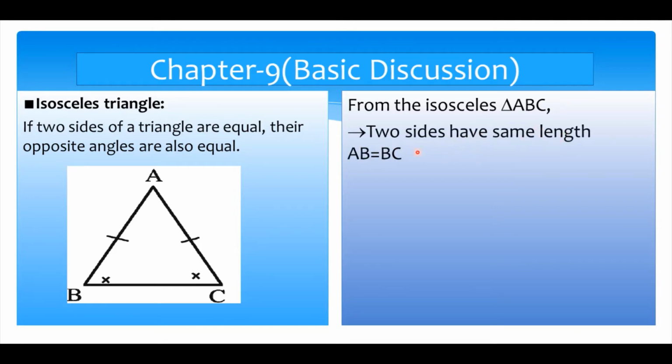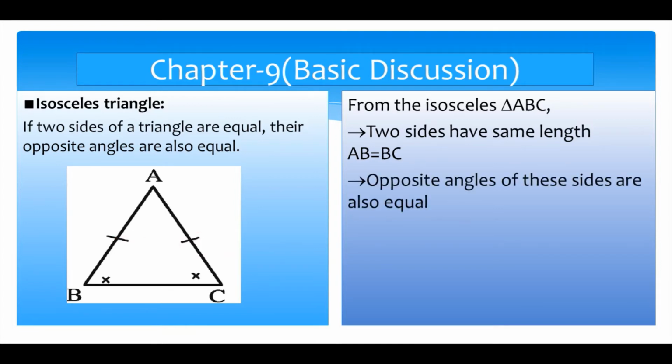Two sides have same length, AB equals BC. AB equals BC is the same length, and you can see the mark. That's why this is the same length. Opposite angles of these sides are also equal. You can see AC and the opposite angle is angle B.